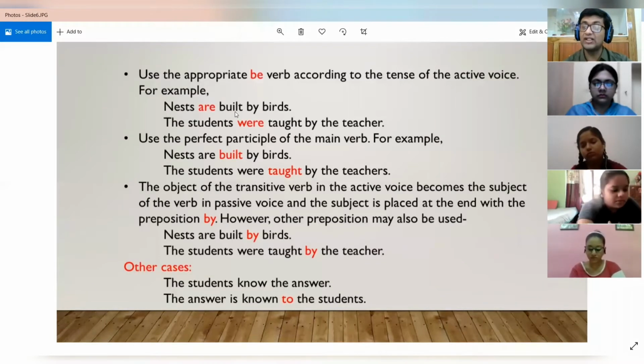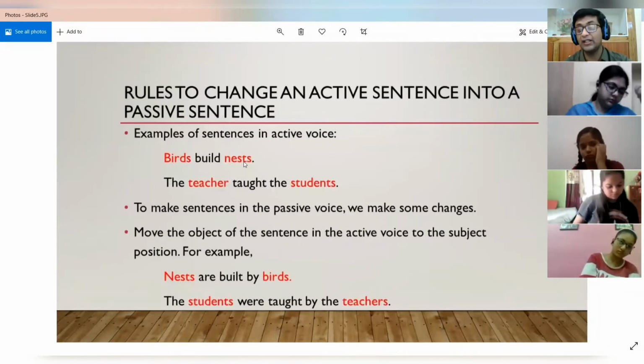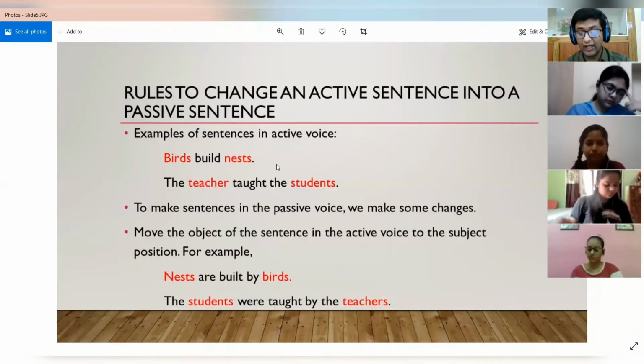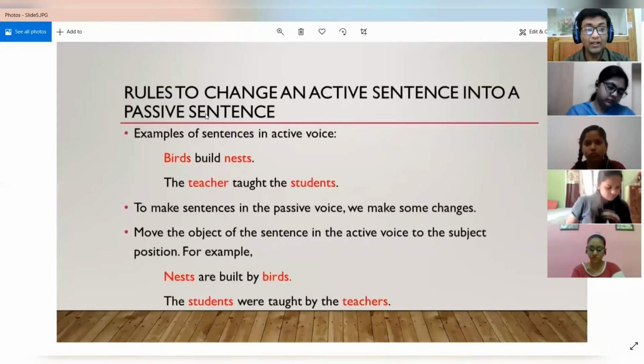So we will have to see the tense in which we are talking in the active voice, and accordingly we are going to place the be verb. For example, in this case, birds build nest, it is in the present tense, right? That is why we are using are. If the sentence had been in the past tense, then we would have used was or were in its place, right? For example, see this sentence. The teacher taught the students, right? So in this case, the sentence is in the past tense.